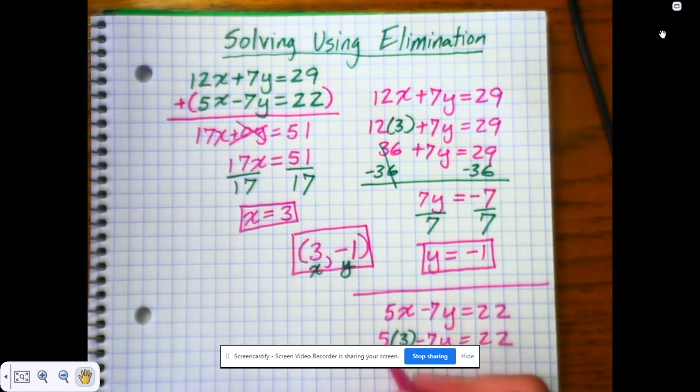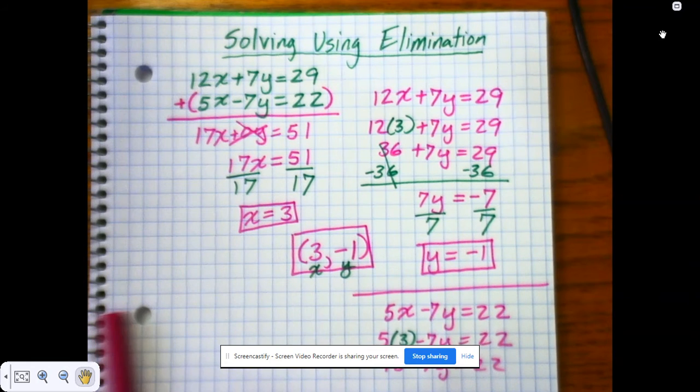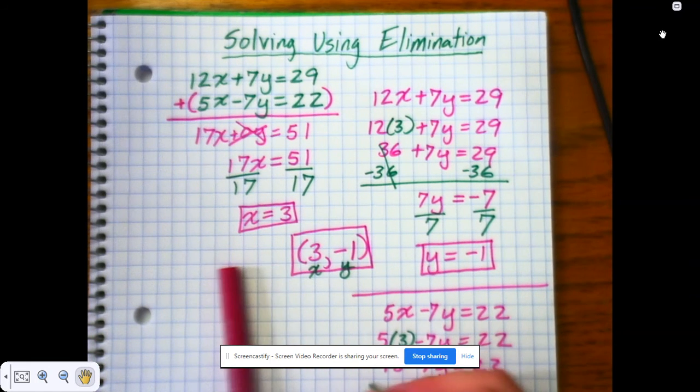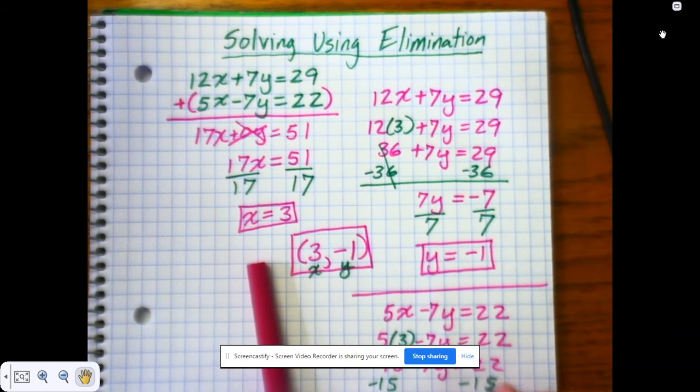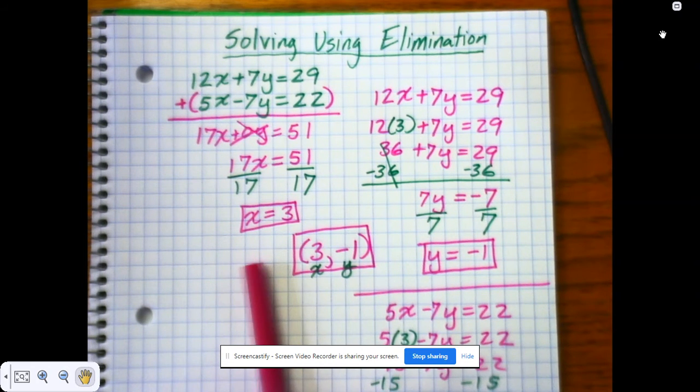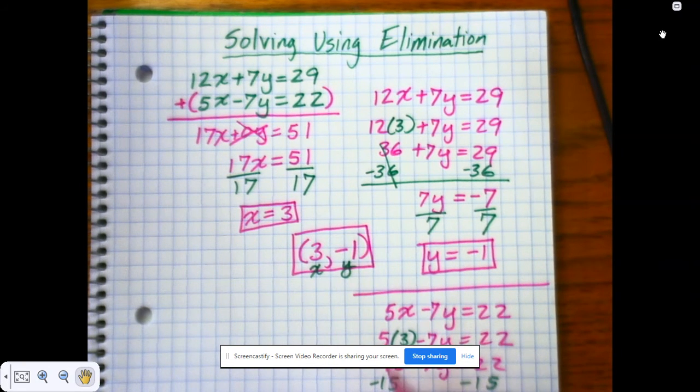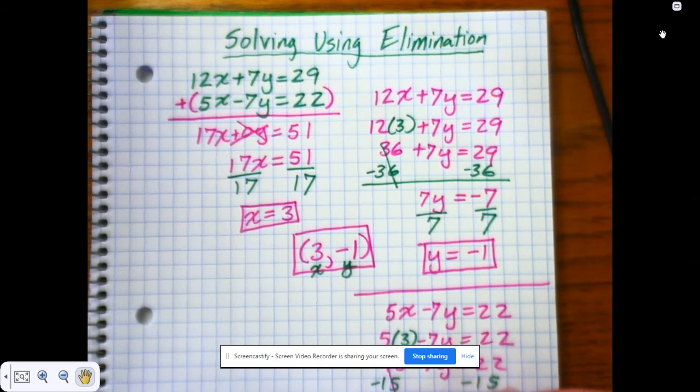5 times 3 is 15. And then I'm just going to go ahead and solve for y. So I'm going to subtract 15 from both sides. 15 minus 15 is 0. I'm left with a -7y. I have 22 minus 15, that's 7.